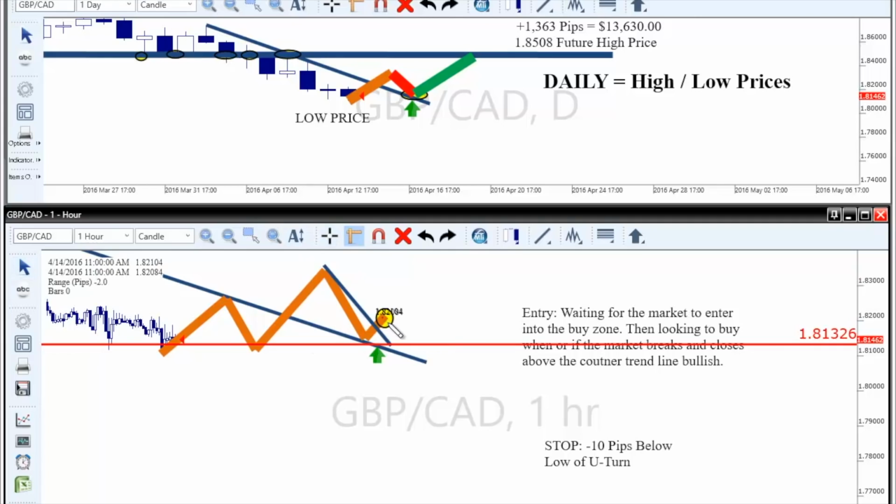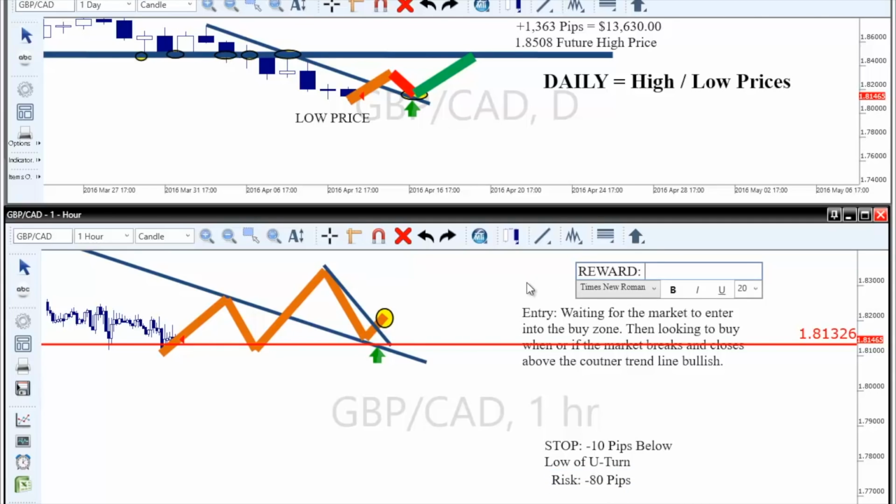Then measure from where you bought to where your stop price is. This is going to be about an 80 pip risk. Risk is 80 pips. Reward will be 3 times the risk. And so the reward will be 240 pips. The reward, at an average pip size of $10, will be 2,400 US dollars.